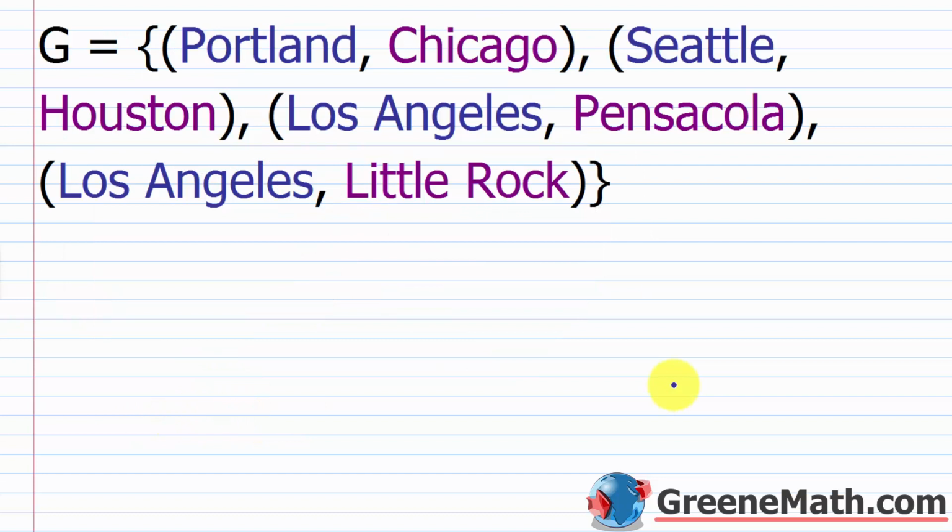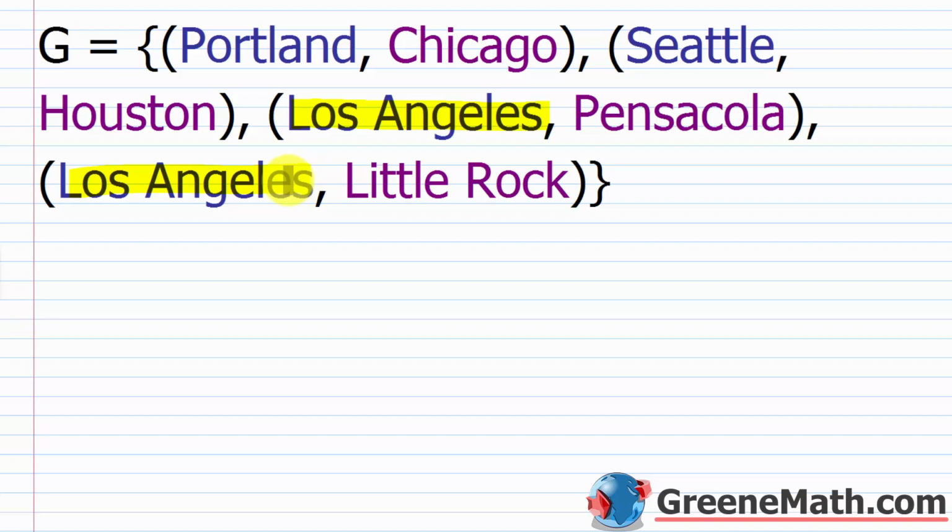Let's look at one more problem, and then we'll move on. Again, in the next lesson, we'll start looking at things that are much more complicated. So for G here, we're going to have the same thing, takeoff cities and destination cities. So it's equal to this set with Portland, Chicago, Seattle, Houston, Los Angeles, Pensacola, and Los Angeles, Little Rock. So immediately you see the first component here and here, those are the same. So this violates the definition of a function, right?